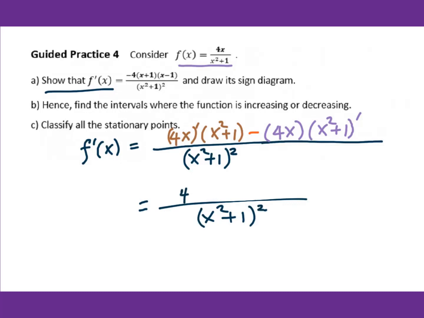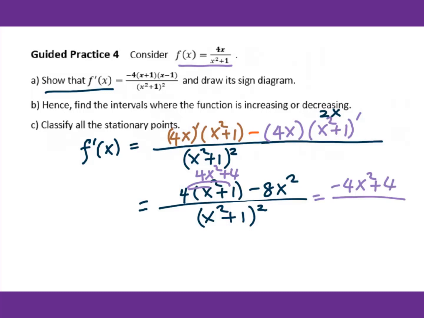4x, that's 4 times x squared plus 1. Derivative for this is 2x, so minus 8x squared. Distributive property, 4x squared plus 4. So you have negative 4x squared plus 4 over x squared plus 1 squared.